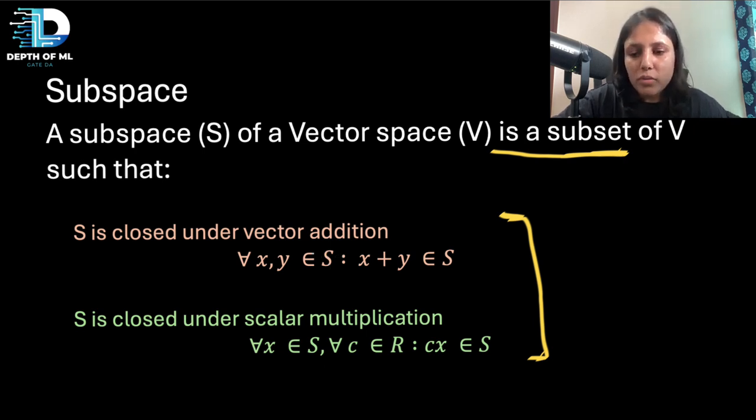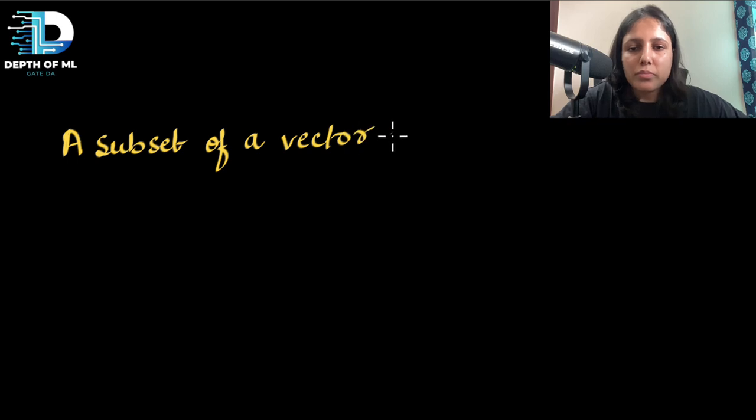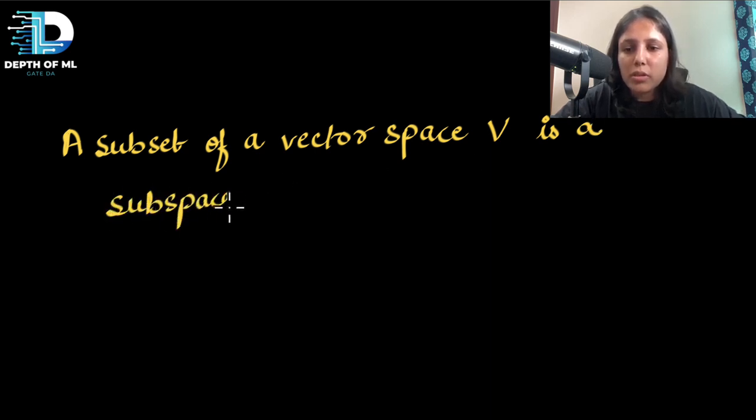Okay, so I'll just reiterate here that a subset of a vector space V is a subspace if it follows closure properties.